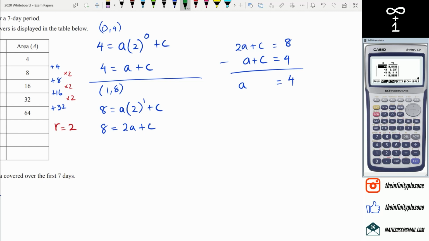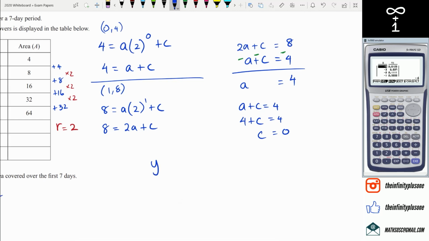Now, if you're wondering how I did that, when I subtract, I'm actually changing every symbol to the opposite symbol. So this is how I get c minus c is 0, 8 minus 4 is 4. So once I get a is equal to 4, I can go to my first equation, which is a plus c equals 4, and I'm going to put 4 plus c equals 4, which means c is equal to 0.